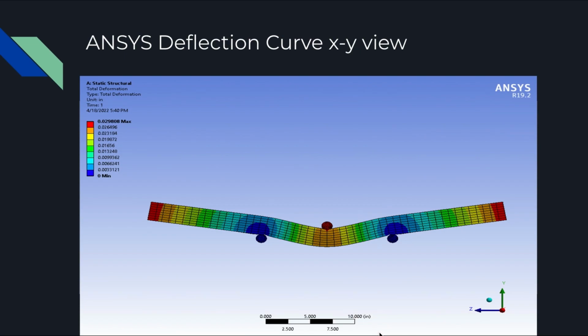This is a side view of our ANSYS simulation for the deflection. As you can see, the beam deflection is at a minimum at the simple supports and has local maximums at the ends and center of the beam.